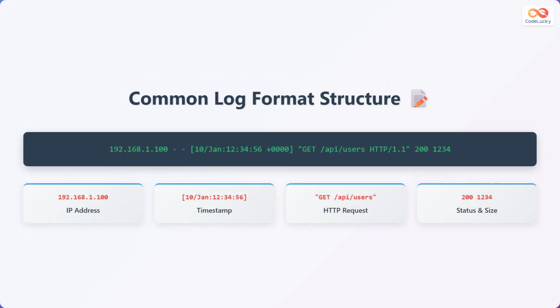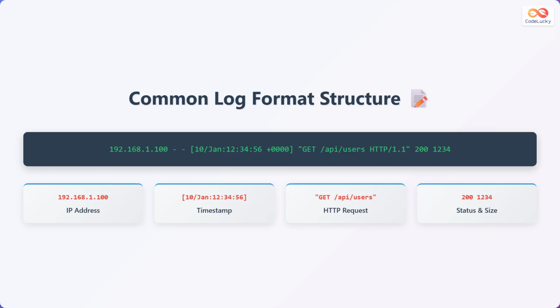Let's discuss the common log format structure. An example is 192.168.1.100, followed by 2 hyphens, then the timestamp in brackets, 10th of January, 12 hours, 34 minutes, 56 seconds plus 0000. Next, a GET request to /api/users, using HTTP 1.1 protocol, which returns a 200 status code and the size is 1234.